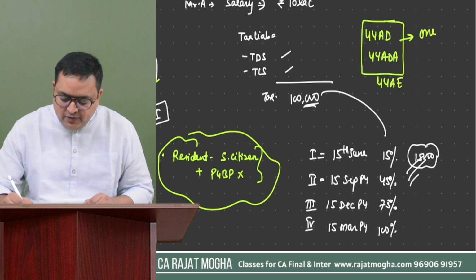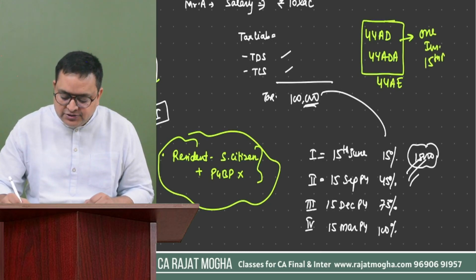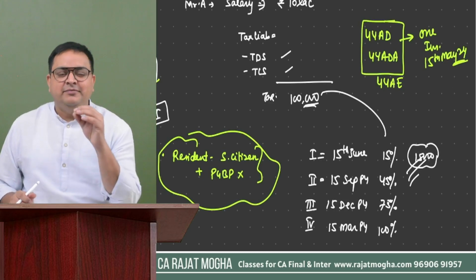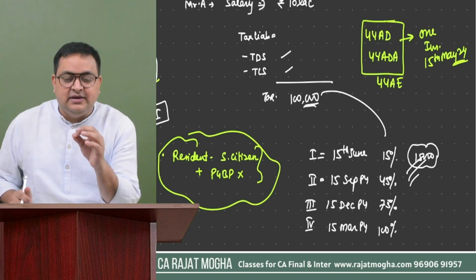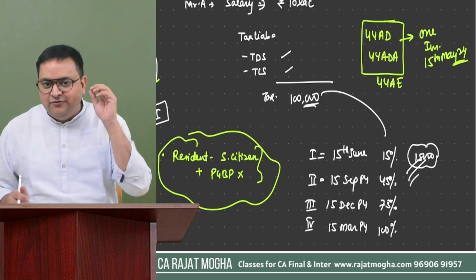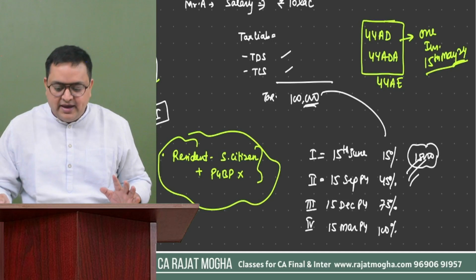So they have to pay only in 1 installment, that is the last installment, on 15th of March of the previous year, that is 15th March 2024 in our case, right? So this is also important. Please remember, if the person is following the presumptive taxation income scheme under only those 2 sections, 44AD and 44ADA, in that case, only 1 installment will be applicable.